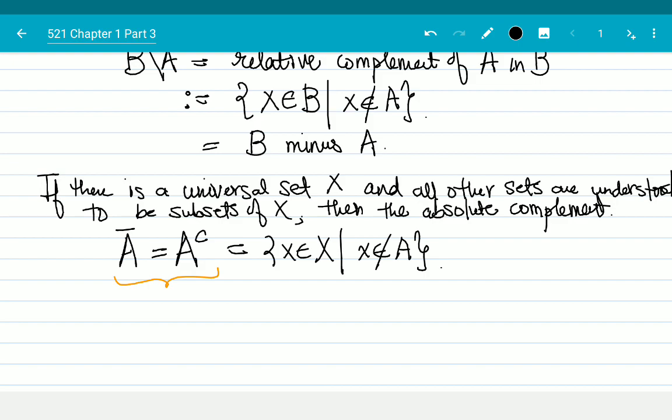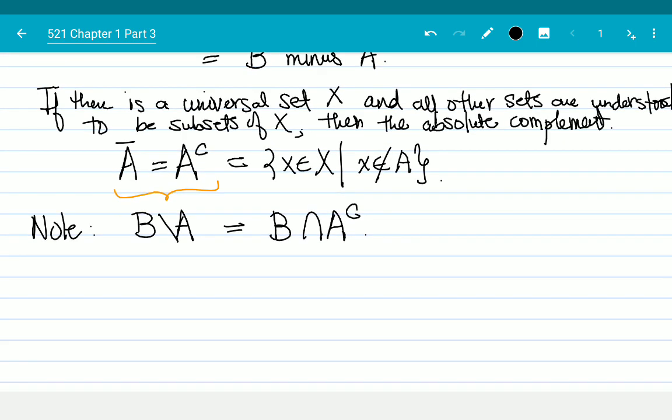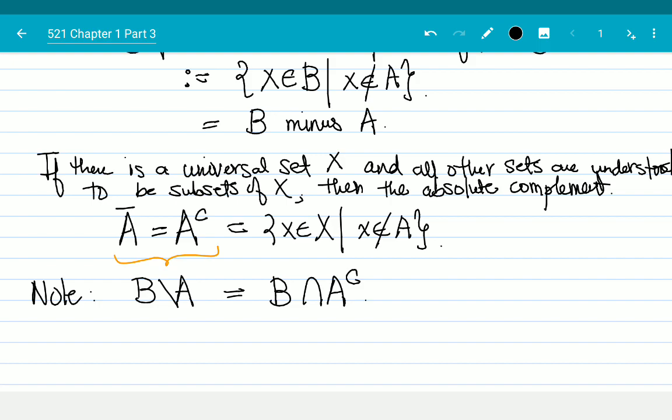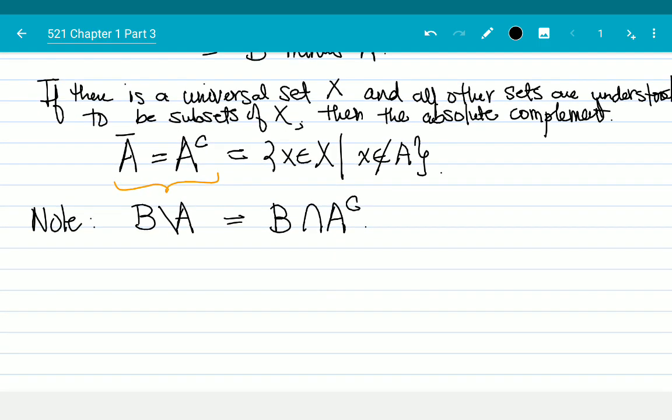Okay, and note B minus A is actually just B intersection A complement. Why? Because B is also a subset of X. What is the condition of B minus A? X should not be in A. If X is not in A, then it is in A complement, and X should be in B. How do we make sure that happens? Take the intersection of B and A complement. Okay.